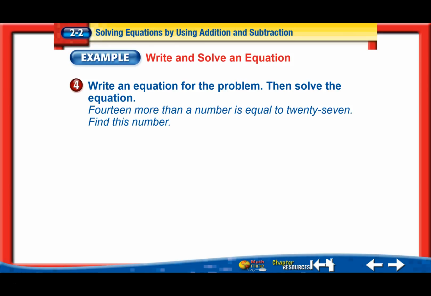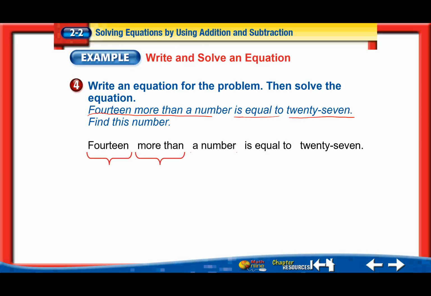Write an equation for the problem, then solve the equation. 14 more than a number is equal to 27. Find this number. All right, so we write it all out here. 14 more than a number is equal to 27. So 14 plus, I don't know what number, n equals 27.